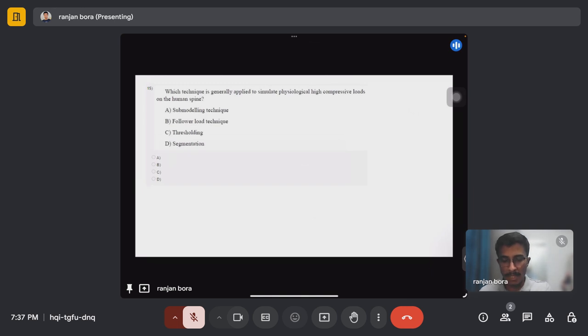Which technique is generally applied to simulate physiological high compressive loads of the human spine?